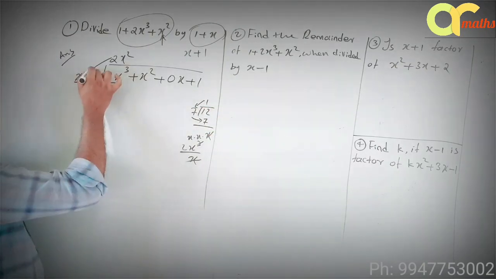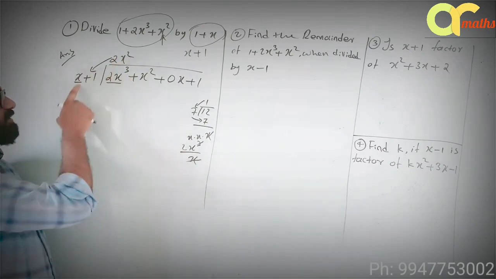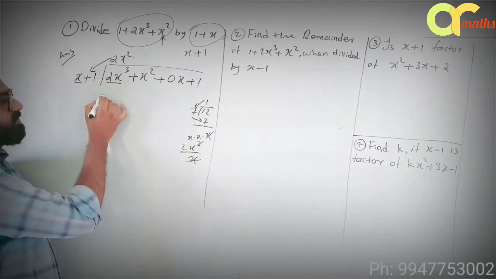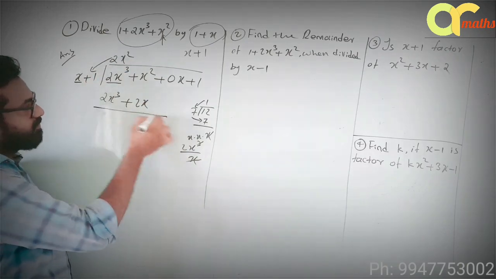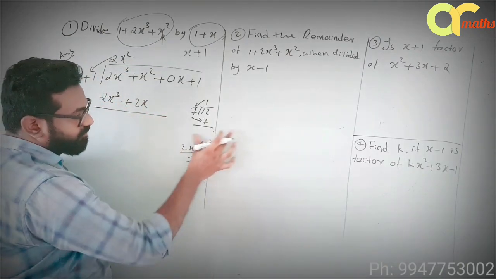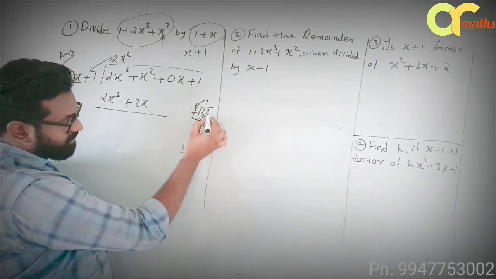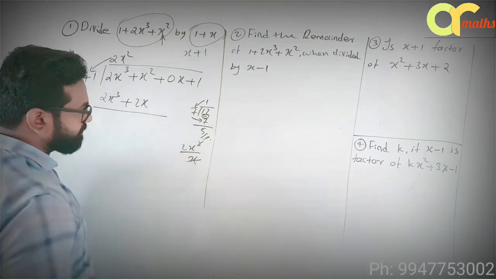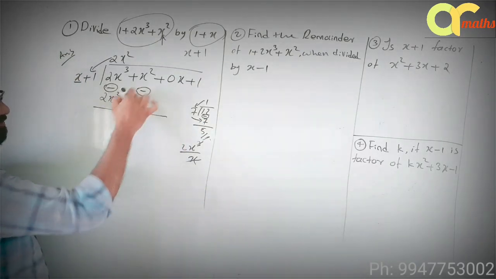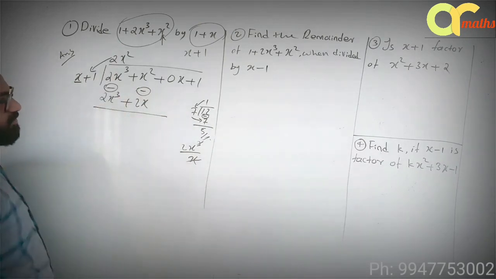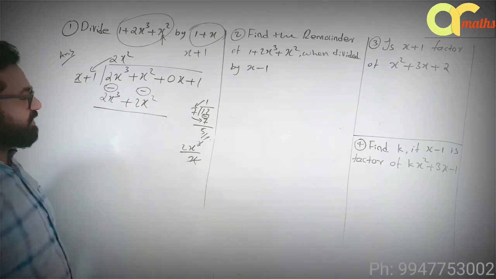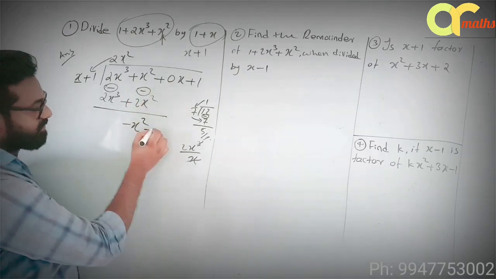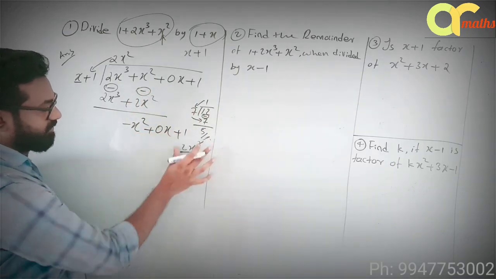Similarly here, 2x square into x plus 1. What is 2x square into x plus 1? 2x square into x is 2x cube. 2x square into 1 is 2x square. Ready? Then what should we do? Then 12 minus 7, that is 5. Here subtraction. What is the answer? 2x cube minus 2x cube is 0. x square minus 2x square is minus x square. Then here 0x plus 1.